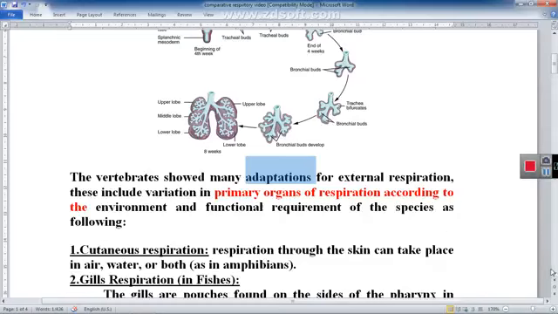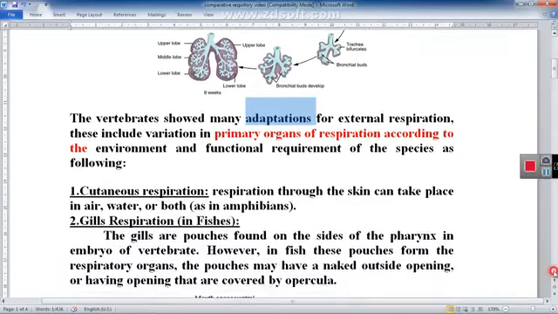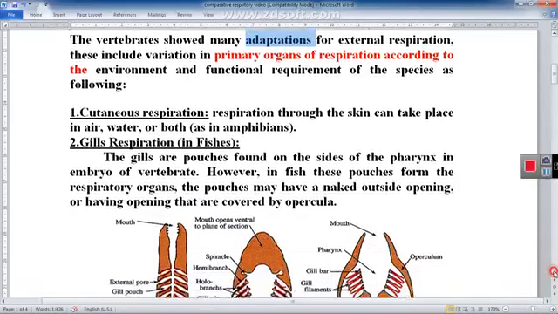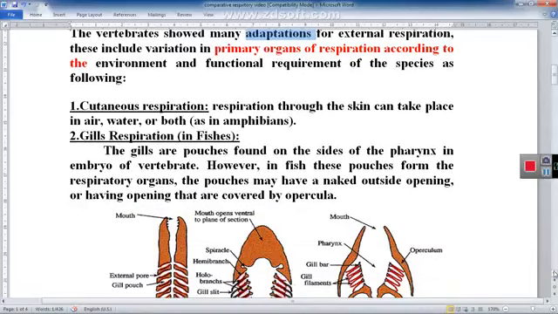So the modifications in the respiratory organ are according to the following. Number one, some of the vertebrates have the ability of cutaneous respiration, which is respiration through the skin. These vertebrates may show exchange of gases via the skin, whether they are living in water or in air. An example of these are the amphibians.